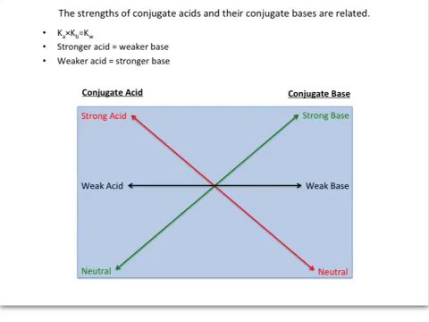In this video, we're going to do a couple examples where we have to determine whether a salt or an ionic compound is acidic, basic, or neutral. First thing I want to do is remind you about the relationship between the conjugate acid, conjugate base pair.